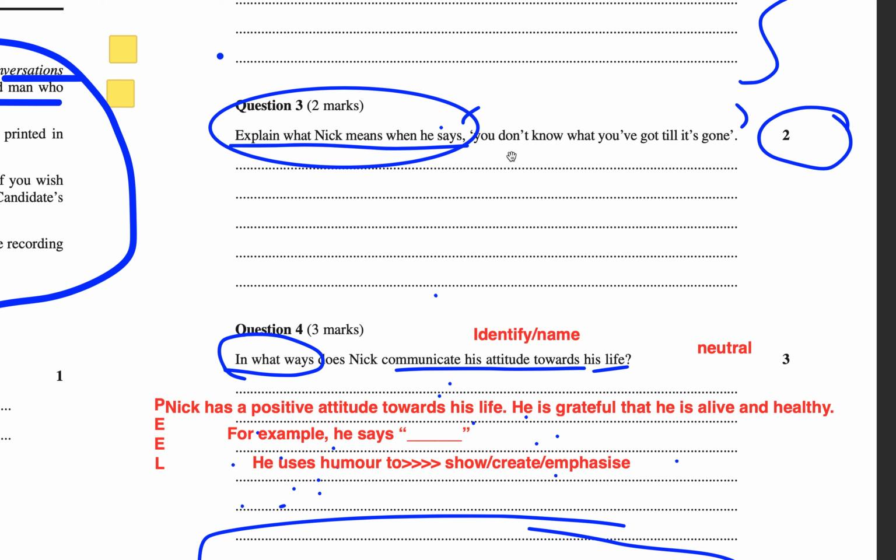What did he say before? What did he say after? What's he talking about here? So for 2 marks, you need to explain a little bit in detail. What does he mean when he says that? So what happened? Why is he saying that?